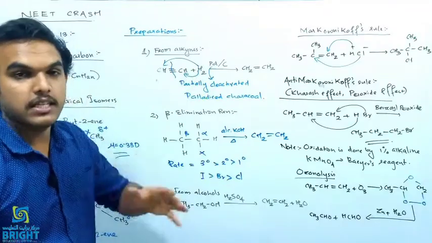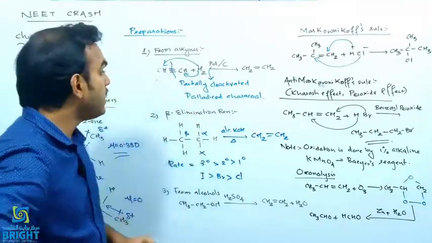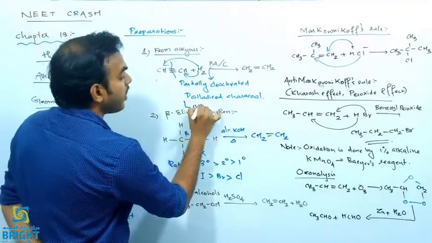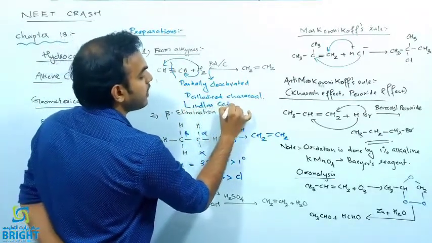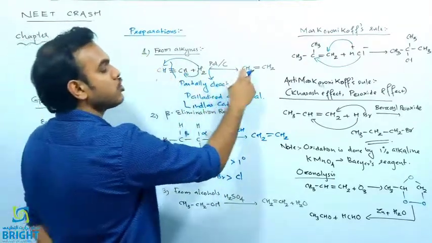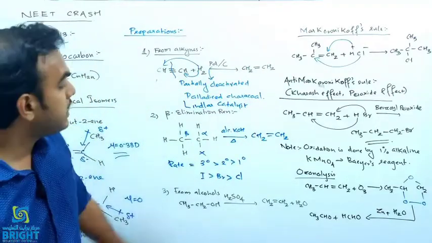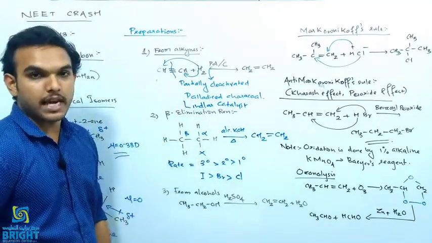This reaction is done in the presence of partially deactivated palladized charcoal. It is known as a Lindlar catalyst. One hydrogen will come to here, that is CH2 double bond CH2 will be the product of the reaction from alkynes.